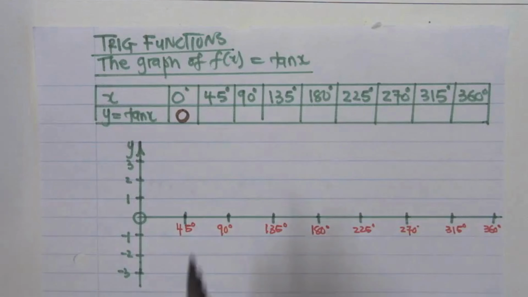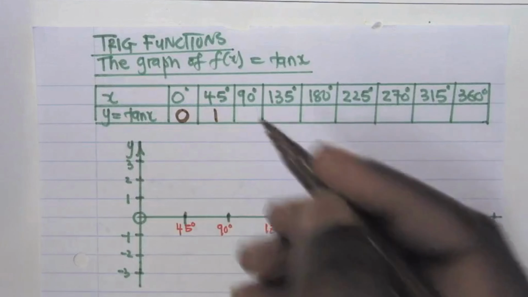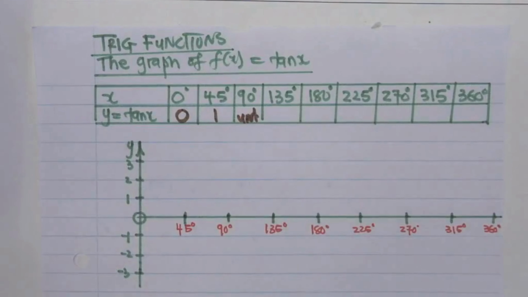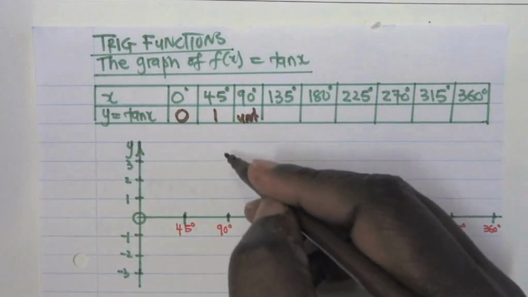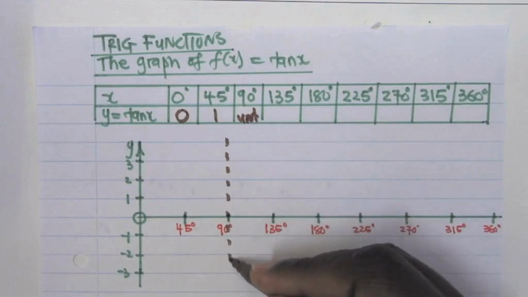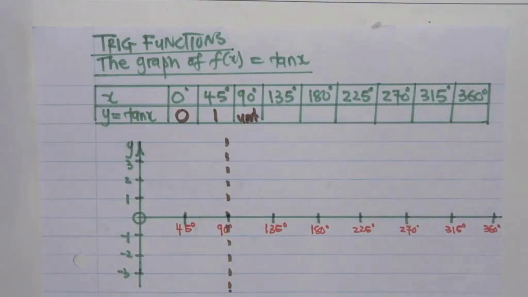I'm getting 0 here. I'm getting 1. And when I put this in the calculator, I'm getting undefined. And when I have undefined in functions, it creates an asymptote, and I must label the asymptote on my graph.